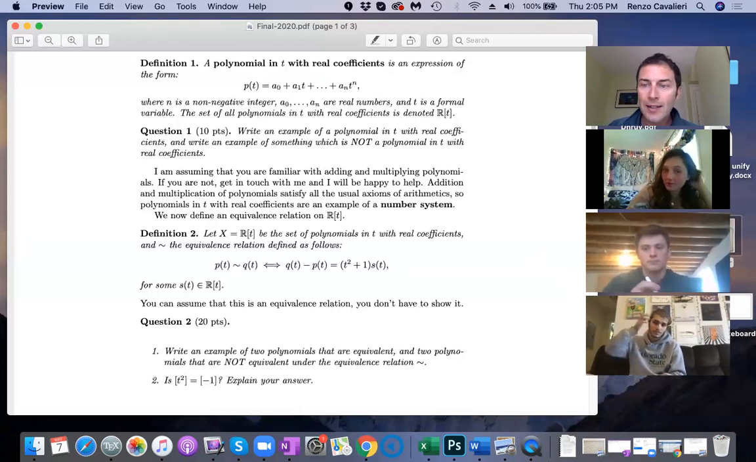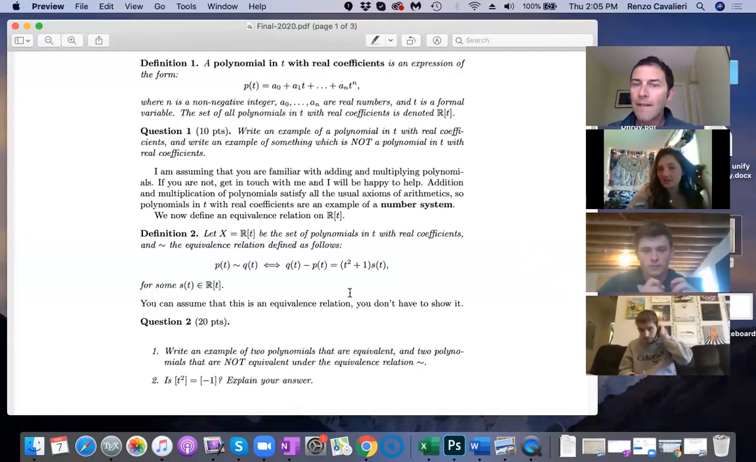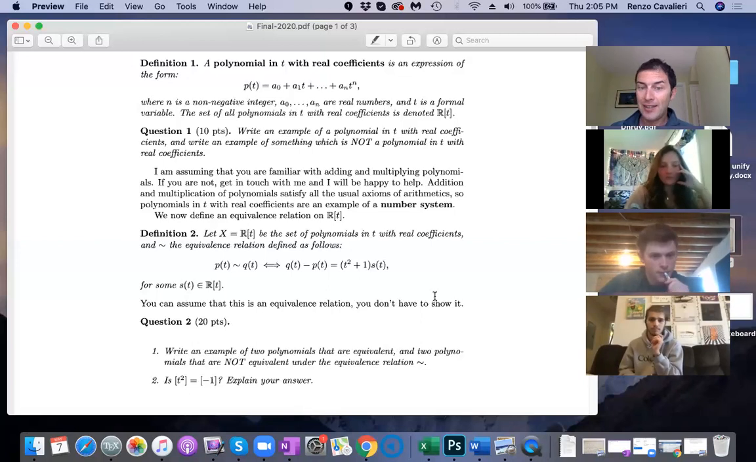I was a little bit confused about the relationship between P of t, Q of t, and S of t. Are these numbers or functions? These are just polynomials. Yeah, so these are polynomials.